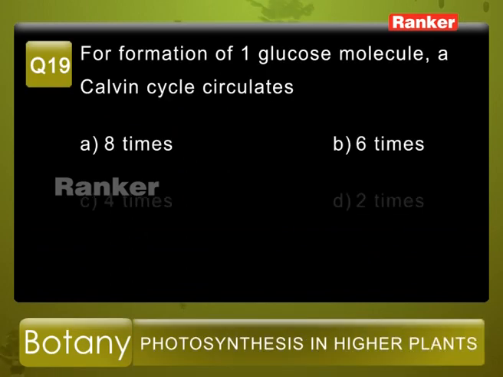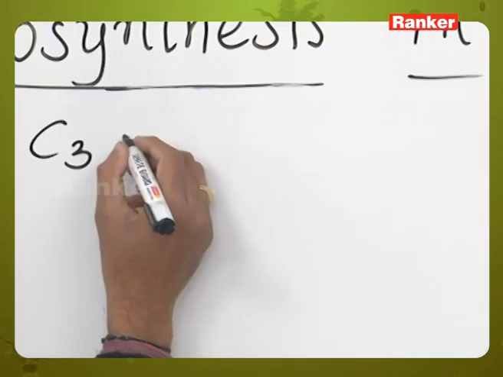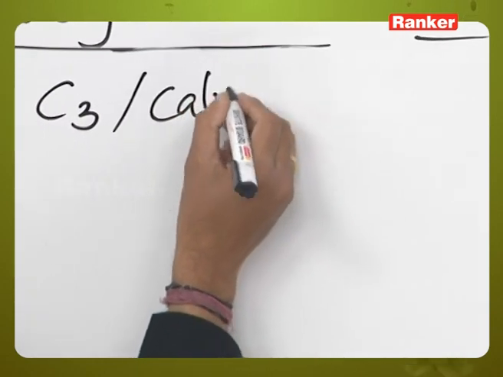Question number 19. For formation of one glucose molecule, a Calvin cycle circulates. The given options are A, 8 times, B, 6 times, C, 4 times and D, 2 times. So this is a question related to the C3 cycle or Calvin cycle.